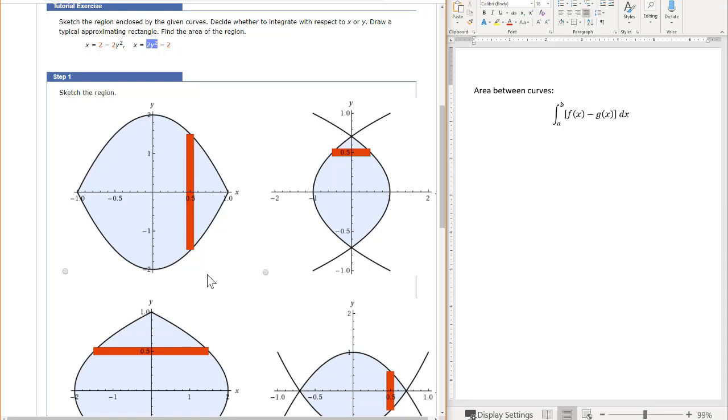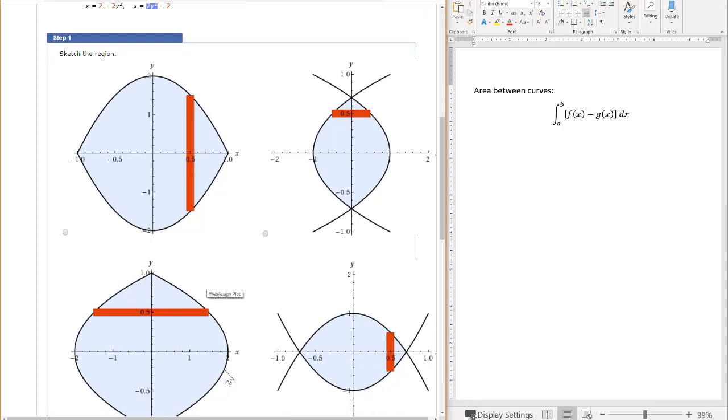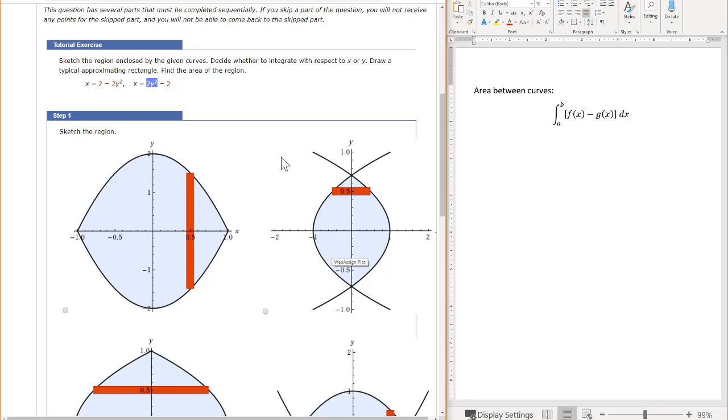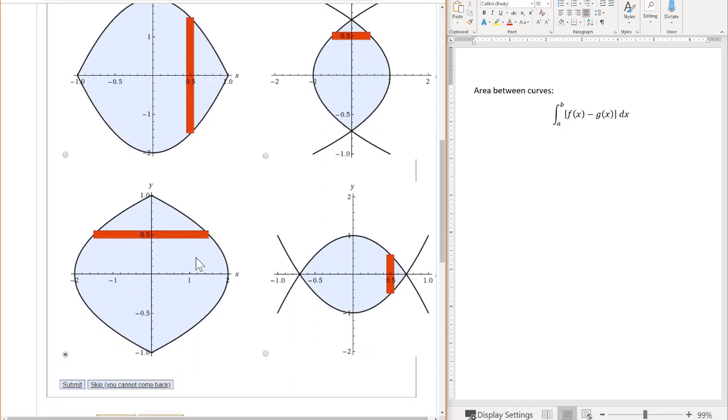It's a sideways parabola, so it looks like it's going to be the second choice or the third choice. Let's look at some key points here. It looks like this parabola goes to 2 and this parabola goes to 1. So let's find the x-intercept by letting y equal to 0. If we let y equal 0 here, this whole thing is 0, and this leaves us with 2. For the second one, if we let y equal 0, we have x equal to negative 2. So I think this is going to be the correct answer.